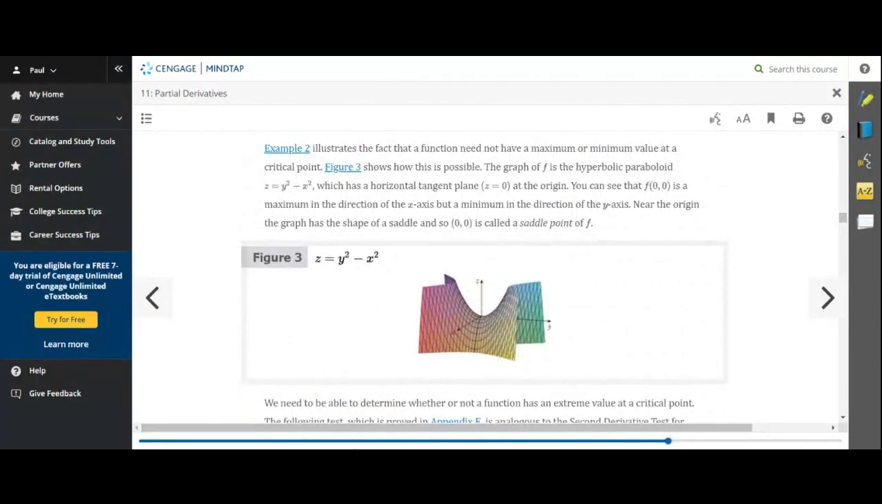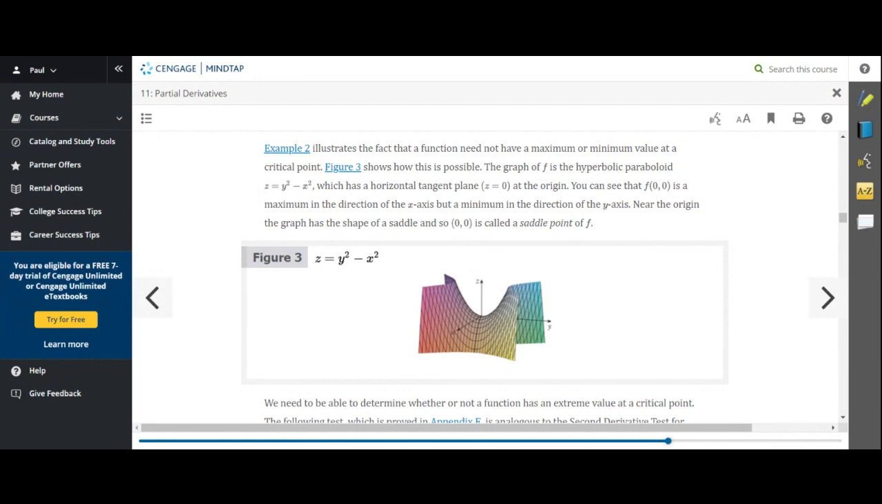Well, in Figure 3, they give an example of a hyperboloid. Let me just go back to section 9.6. This is where you learned about some of these different kinds of common surfaces. Yes, that's a hyperbolic paraboloid.